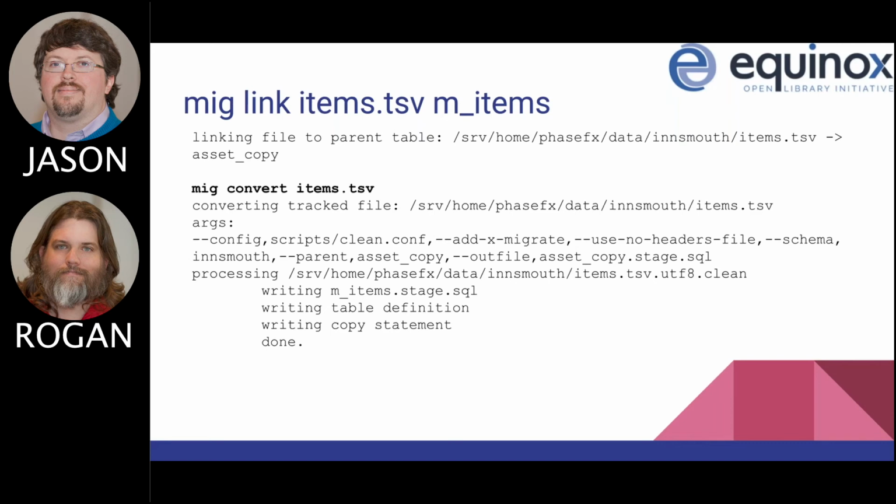And by doing that, it'll just get loaded into its own table that you specify. Say items underscore TSV underscore from someone. I'm not very good at making clever table names. But you do see down here from the output of Mig convert, the writing m underscore items dot stage dot SQL. That is the actual SQL file that's created for staging. And you don't even have to do that manually. Mig can stage that for you and run that SQL directly into the database for you.